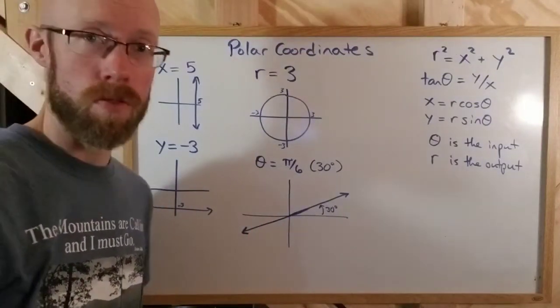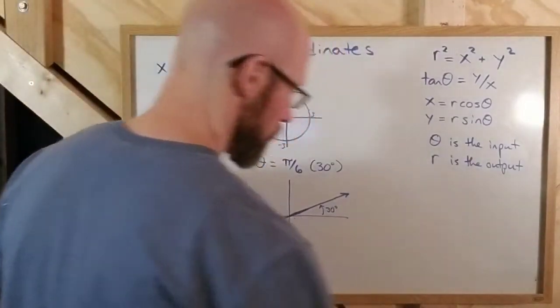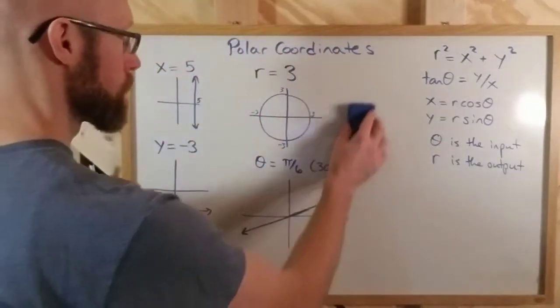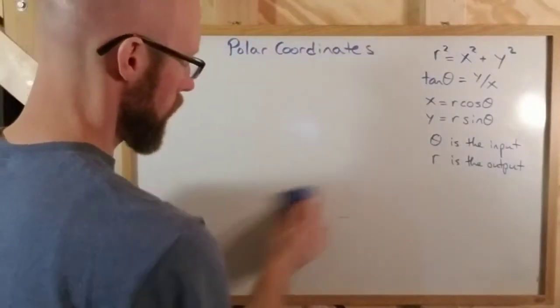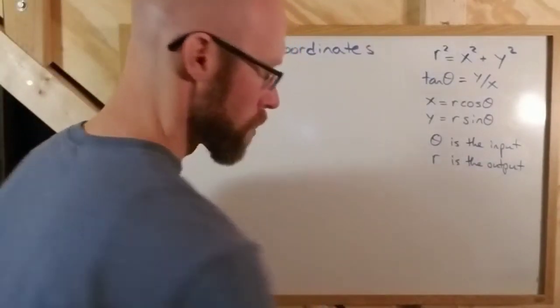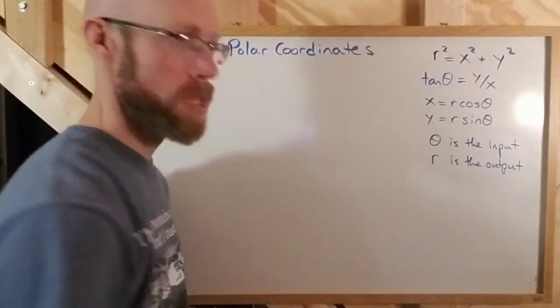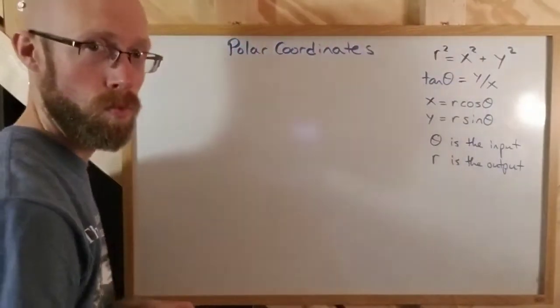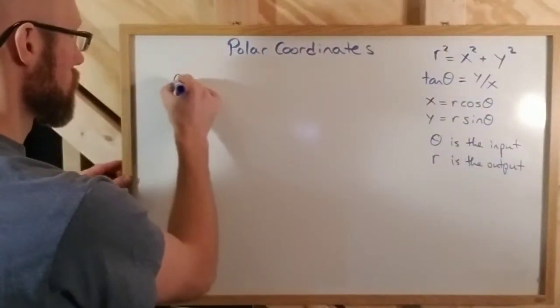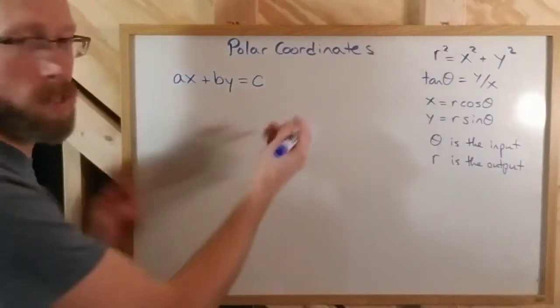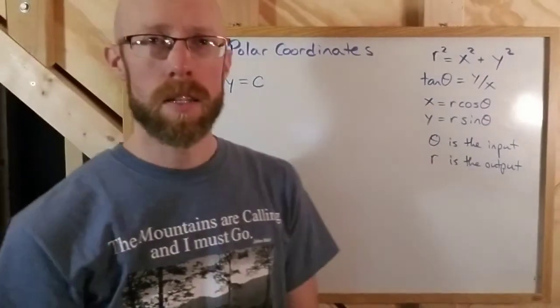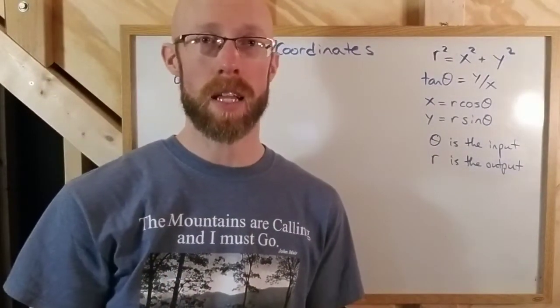There are lots of other functions and associated graphs. Let's take a look at what would happen if I were to take a linear equation in rectangular coordinates, something like ax plus by equals c. That's a standard form of a line. And let's see what would happen if I convert that into polar form.